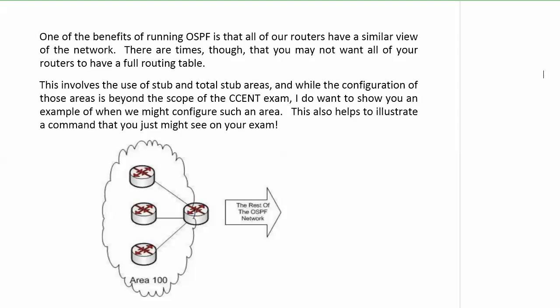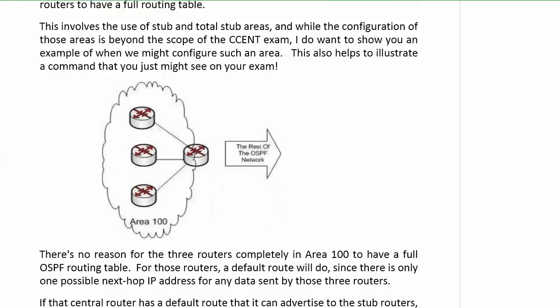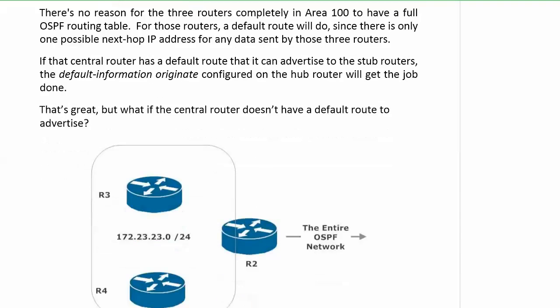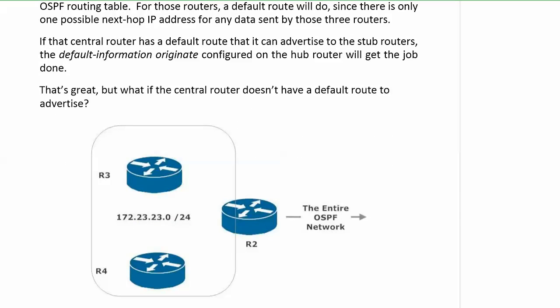We could create a stub or a total stub area in this scenario and the one we're about to look at, but for reasons that will become clear to you as you learn to configure those in your ICND2 and further studies, you may choose not to. You may just want to send these routers a default route and be done with it. Well, that's what we're going to do in this particular lab, but I wanted to make clear that using the default information originate command does not itself make this area a stub area. You've actually got to go in and put area 23 stub, something like that, and then go from there.